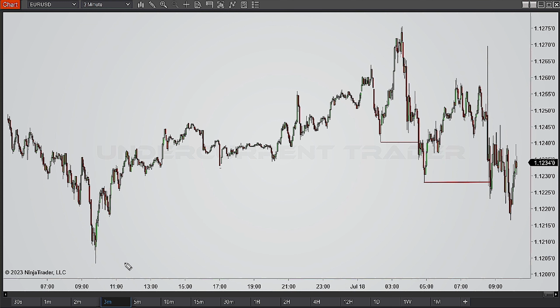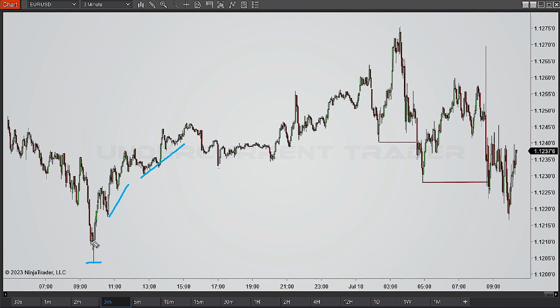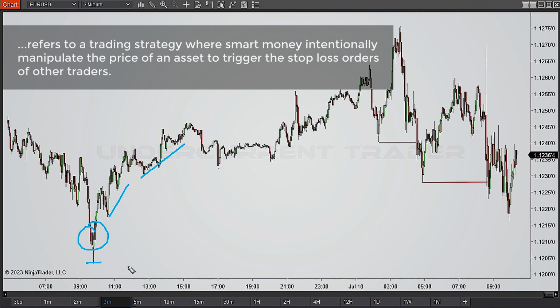If you noticed, the supply side within this trading range clearly finds itself incapable of challenging the newly established structural lows of the session as the market keeps printing higher lows. This development serves, in my view, as a strong confirmation when it comes to the formation of this algo-driven stop hunt zone, which, as you already know, refers to a trading strategy where smart money intentionally manipulates the price of an asset to trigger the stop-loss orders of other traders.